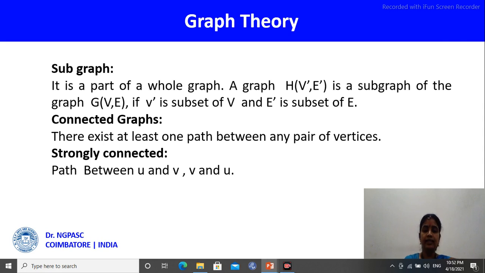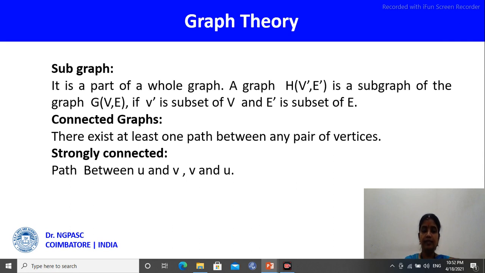A subgraph is a part of a graph. A graph H(V', E') is a subgraph of graph G(V, E) if V' is a subset of V and E' is a subset of E.